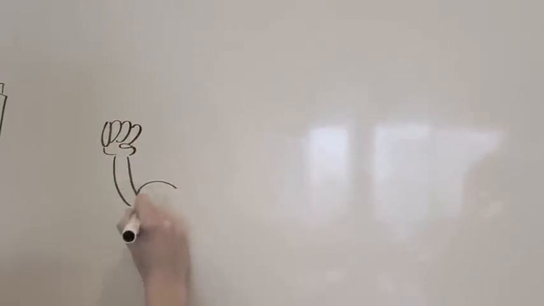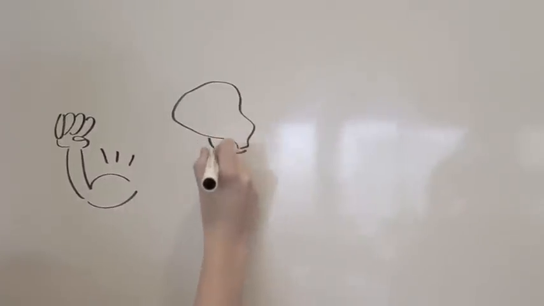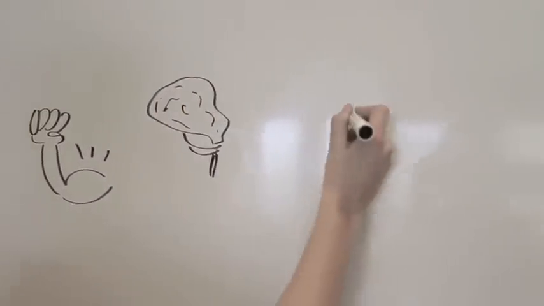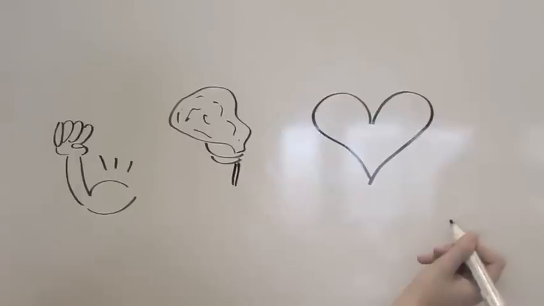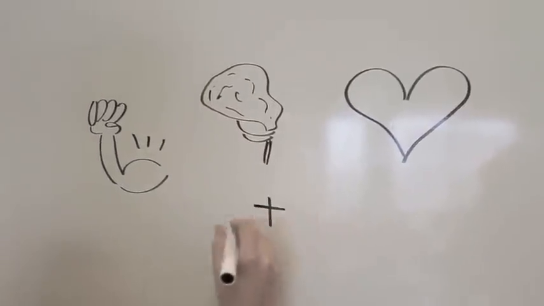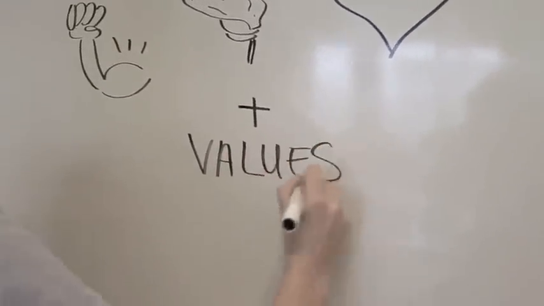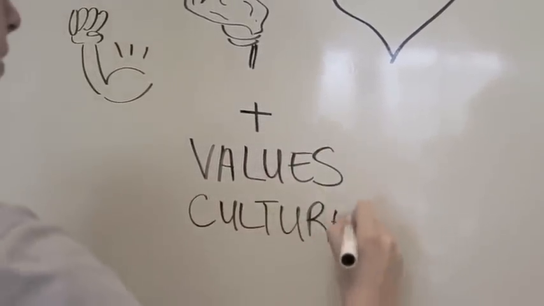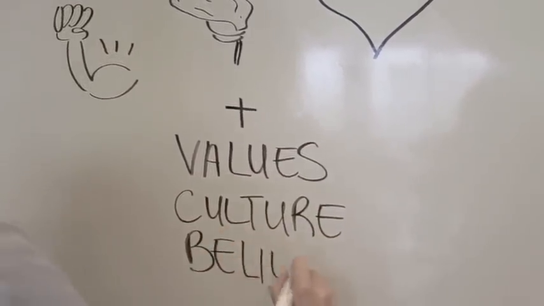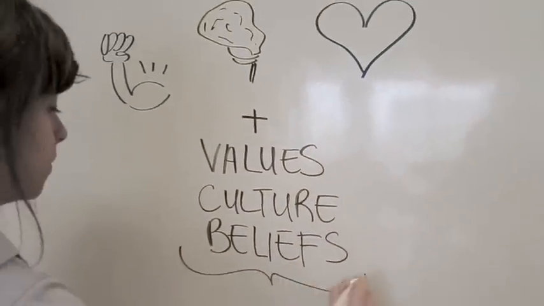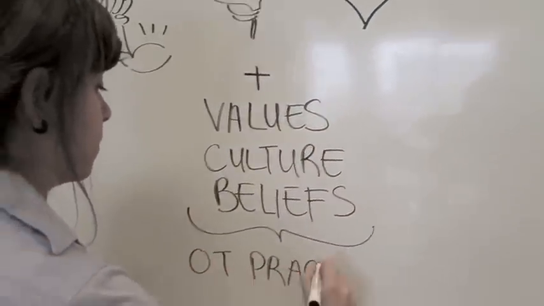Let's consider the person. The person is a being that has physical, cognitive, and affective capacities. We have to consider each client individually because he has his own values, his own culture, and his own beliefs that are going to affect us in our decision making and in the client's evolution.